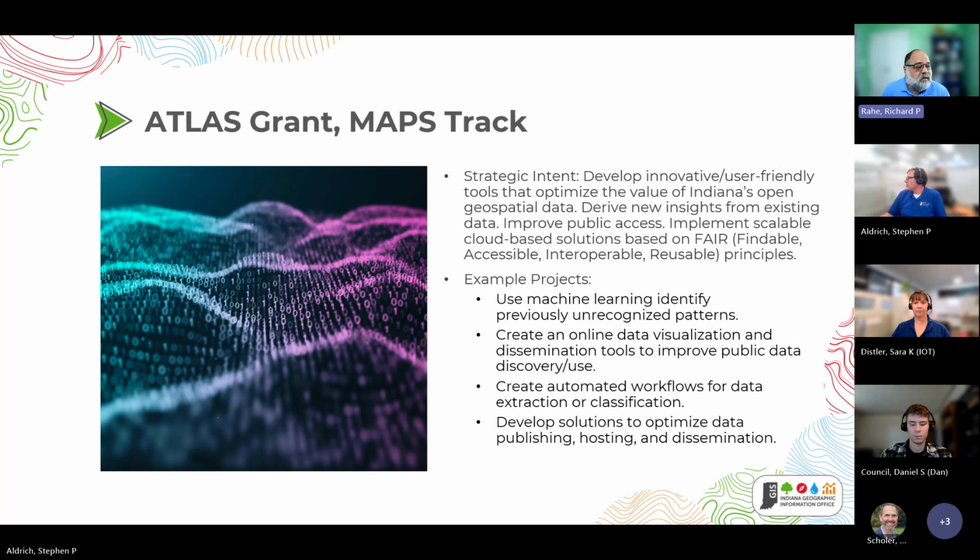Strategic intent: develop innovative, user-friendly tools that optimize the value of Indiana Map and the IGIO's AWS-hosted data, and develop processes to deliver new insights from existing data, including novel combinations of data and tools. Examples of those projects would be using machine learning to combine data sets to identify previously unrecognized patterns, creating an online data visualization dissemination tool for data that are not traditionally used in online environments, and creating automated workflows for data extraction and classification.